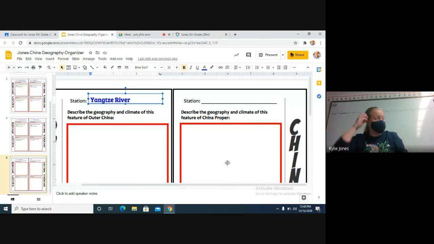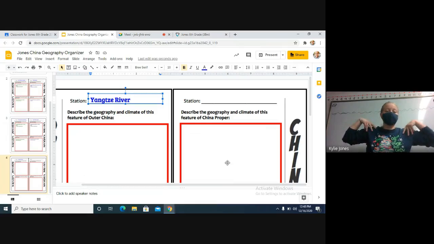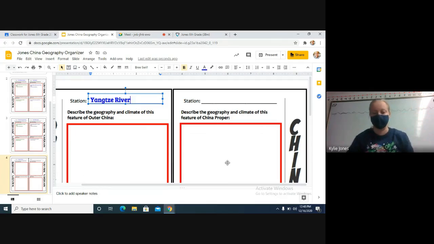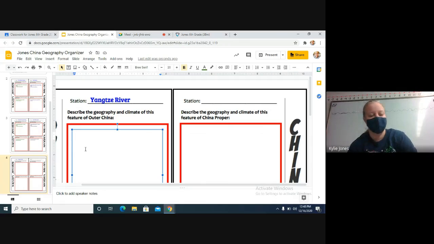The Yangtze River. Again, on this one, we are going to be doing geography. So what it looks like. I'm going to write this again because, so, geography.